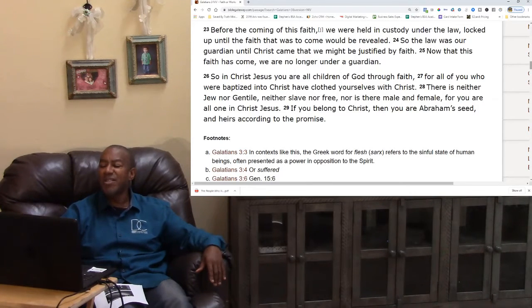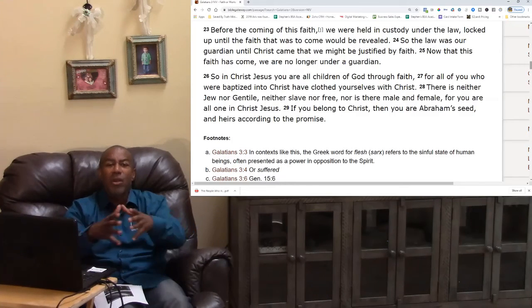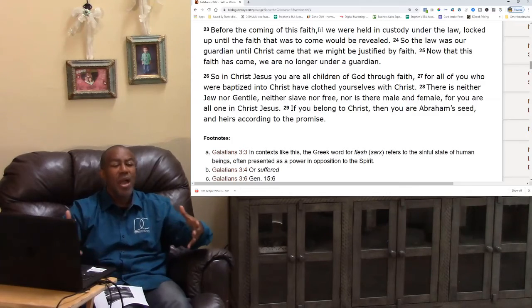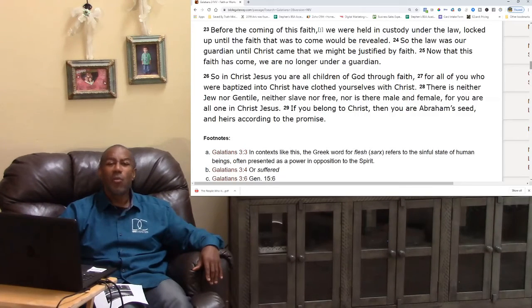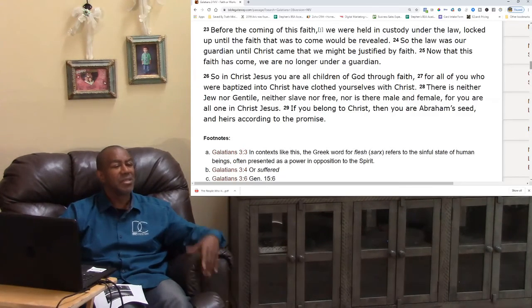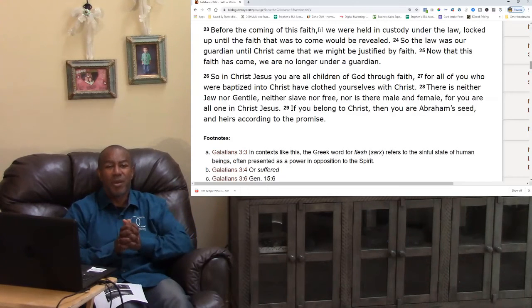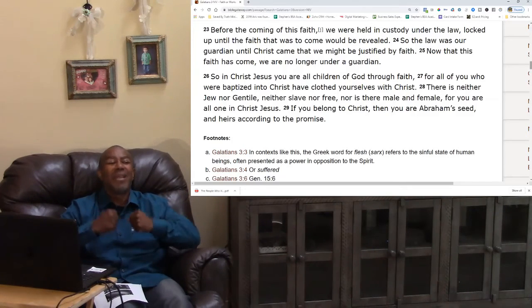If you belong to Christ, then you are Abraham's seed and heirs according to the promise. So not only do you have to honor the commandments, you have to be baptized in water for the forgiveness of your sins so you can receive the gift of the Holy Spirit. That's how we get the covenant in us.